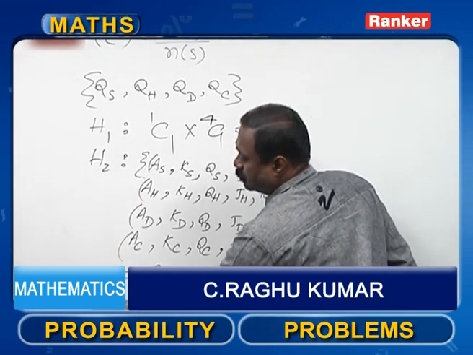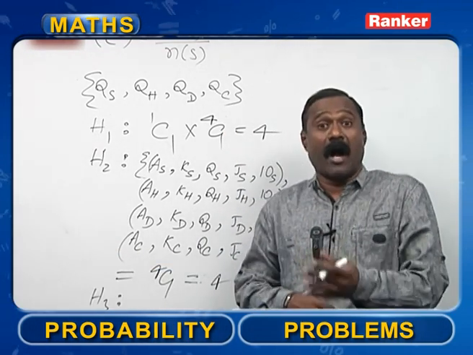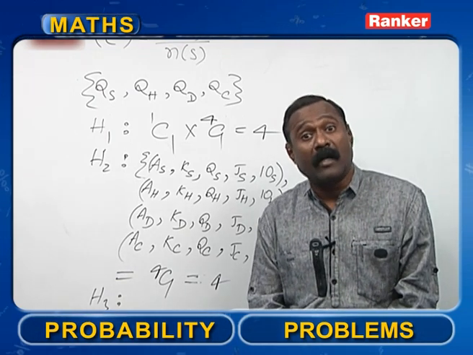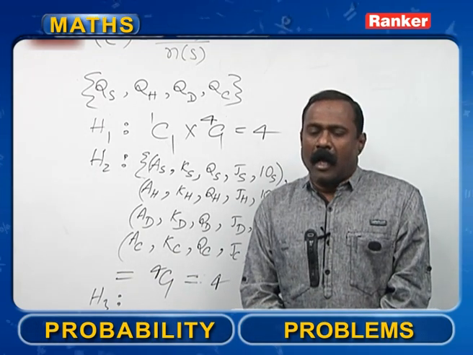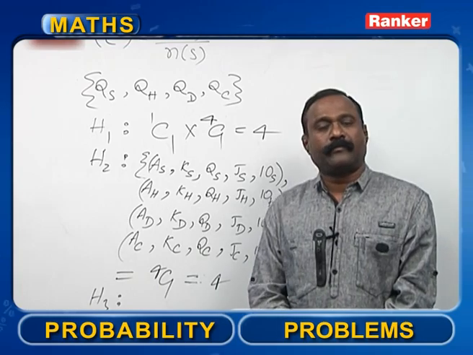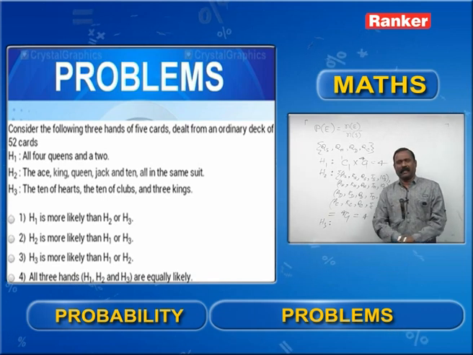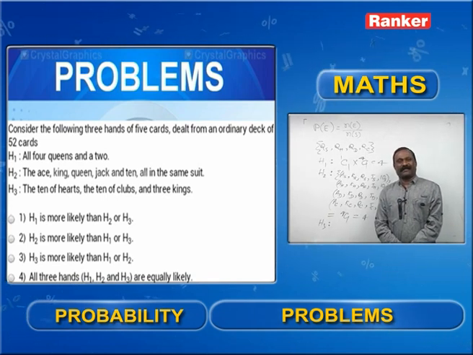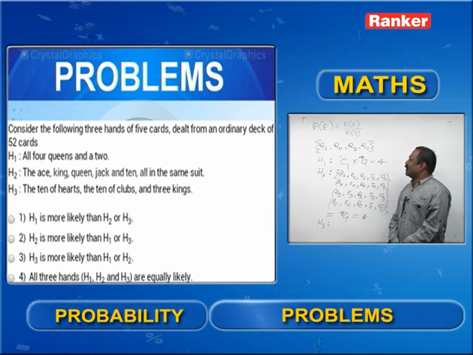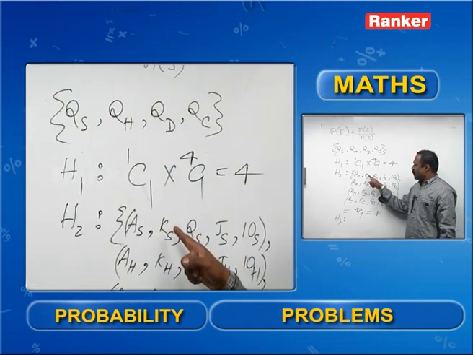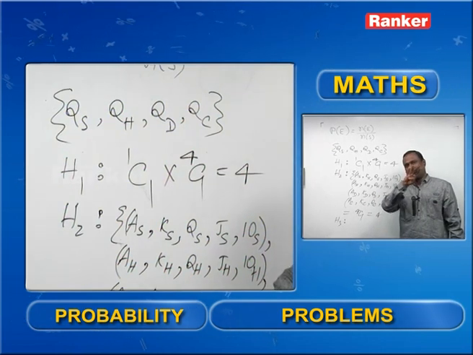Now, what should be H3? You can understand that. The 10 of hearts, how many 10s will be there in hearts? Only 1 is there. And the 10 of clubs, how many will be there? Only 1 will be there. And 3 kings we need. How many kings will be there totally? Just now we discussed: spade king, heart king, diamond king, clubs king. 4 kings will be there in the set.